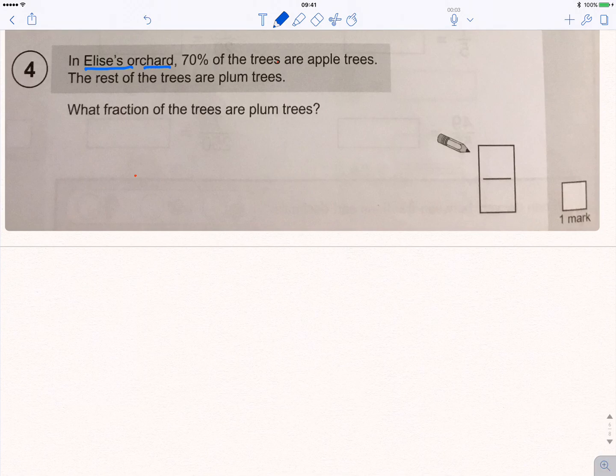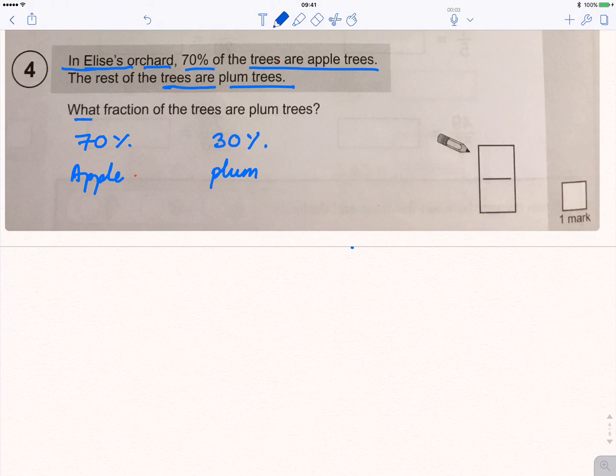Ellis's orchard. In Ellis's orchard, 70% of the trees are apple trees. The rest of the trees are plum trees. So if the rest are plum trees, as I said earlier, all percentages must add up to 100%. Therefore, the plum trees must be 30%.